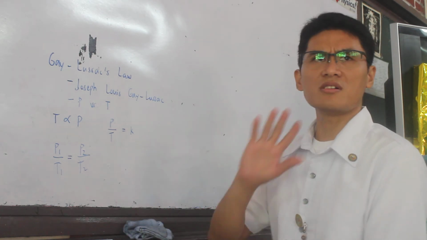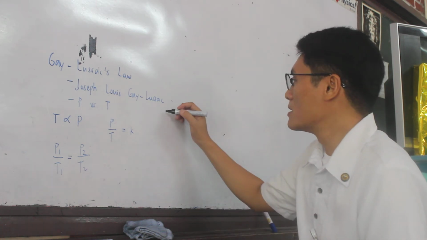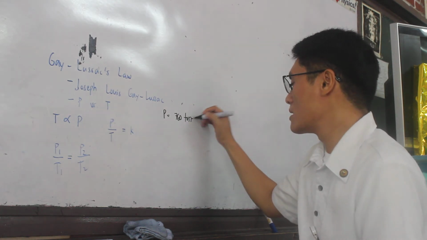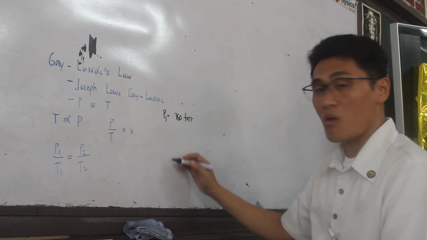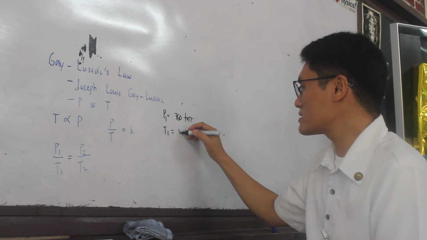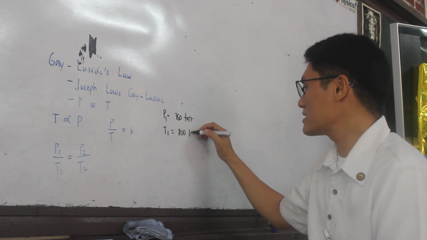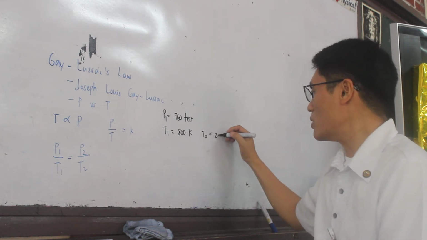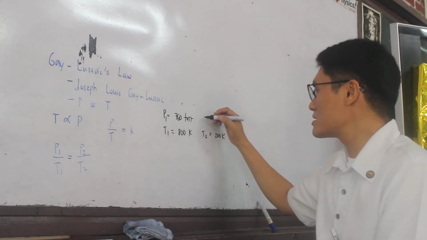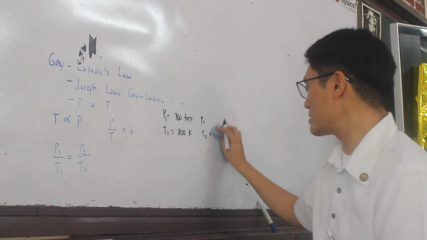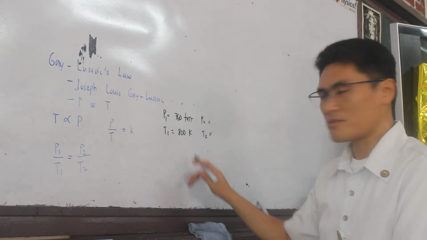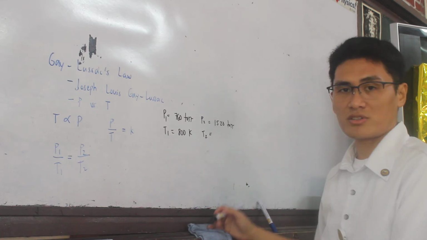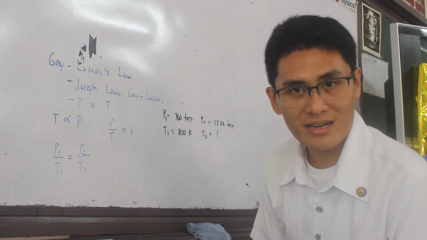For example, what if the pressure 1 is, say, 760 torr, and temperature 1 is, say, 800 Kelvin. And then let's say you change the temperature such that it now becomes 200 Kelvin. Now the question is, what will be the pressure? Or maybe let's change it a bit. Maybe let's change the pressure. From 760 torr, we make the pressure 1520 torr. And then the question is, how much is your temperature 2?